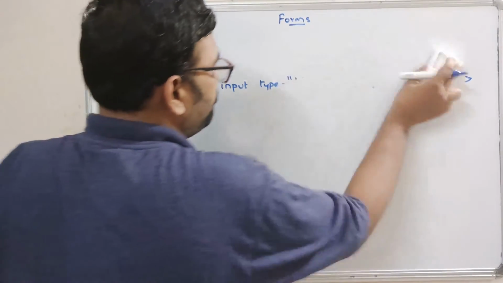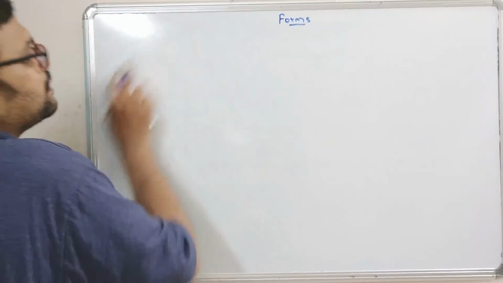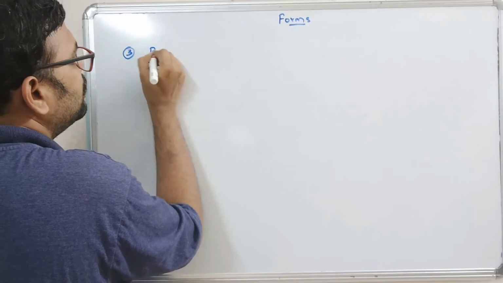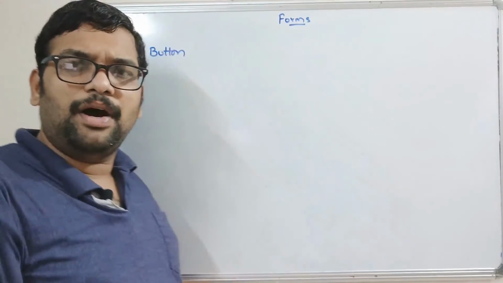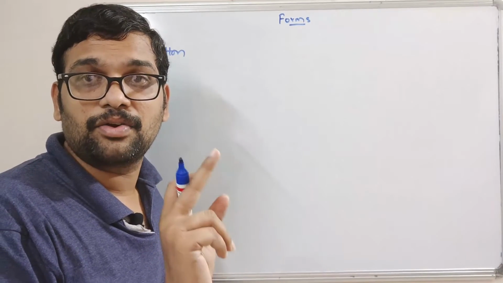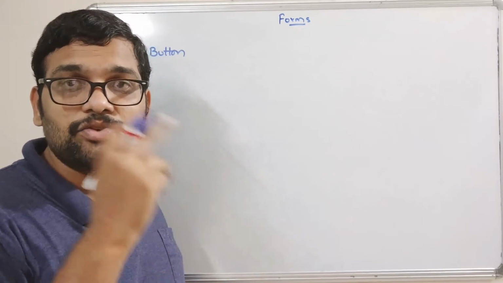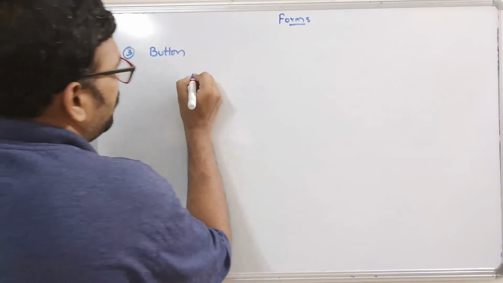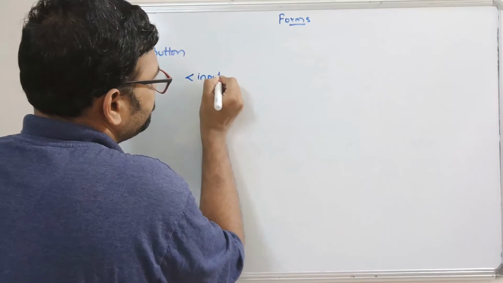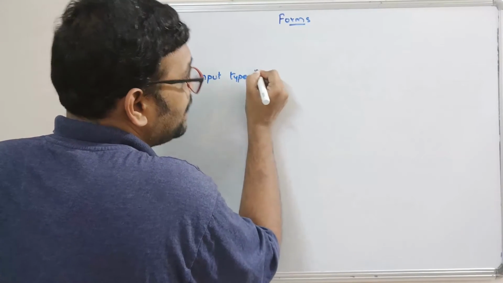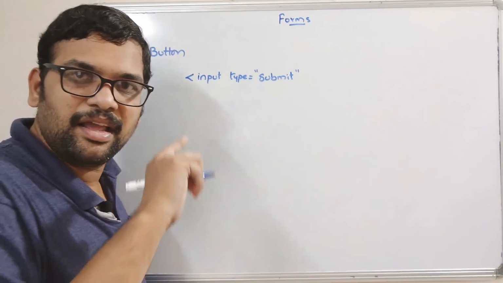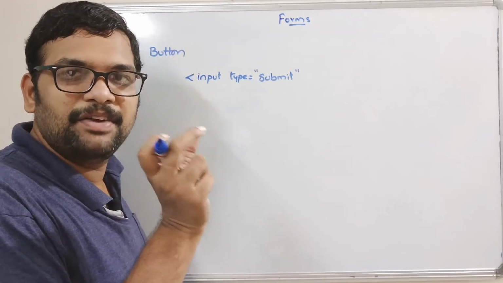And the third one in today's session is buttons. After completing all the forms, after filling all the forms, at the end we are supposed to submit. We are supposed to click on the submit button. So that is called a button, right? Here there are around 4 types of buttons. The first one is input type is equal to submit, directly. Automatically a button will be created, and in that button submit will be placed, right?